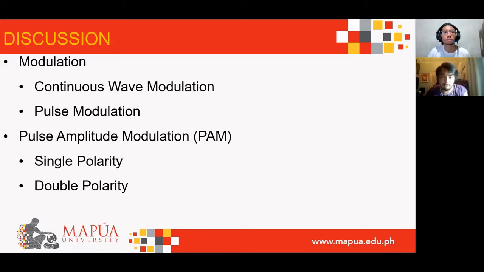Then, there are two types of sampling techniques for PAM. These are the flat top PAM and natural PAM. Then, there are two types of PAM, which are the single polarity and double polarity. Single polarity PAM is a situation where a suitable fixed DC bias is added to the signal to ensure that all the pulses are positive, while the double polarity PAM is a situation where the pulses are both positive and negative.